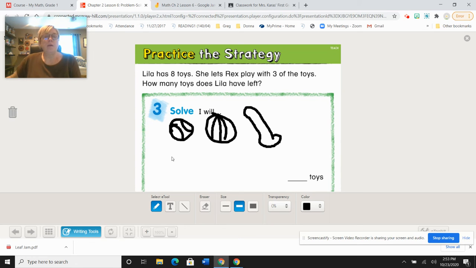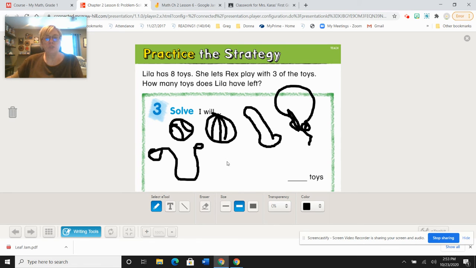Okay. You could draw a jump rope, put the little handles on the end. So far I have 4 toys. I have to draw 8. Maybe I'll draw a balloon, because that can be a toy. Some kids like to play with those. 1, 2, 3, 4, 5. I'm going to draw another ball.